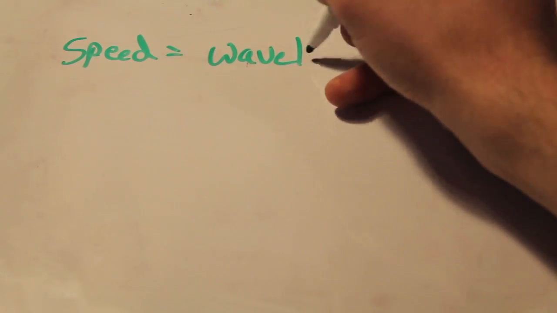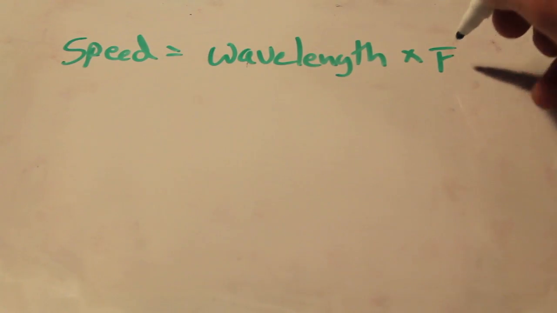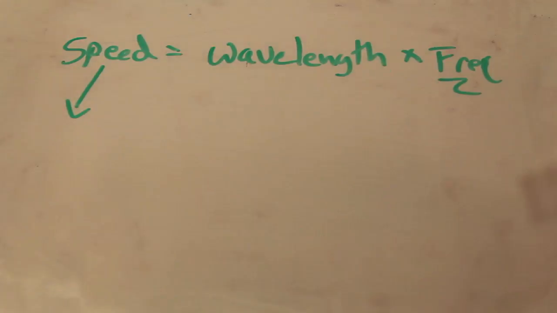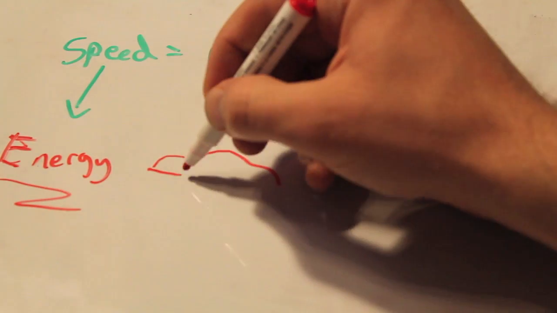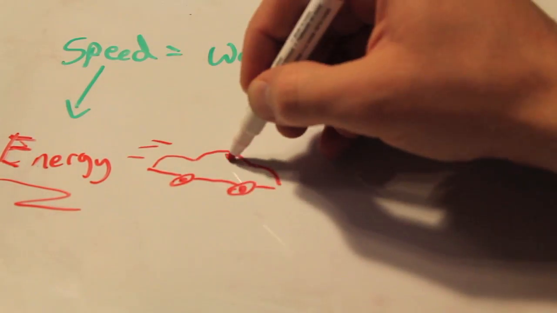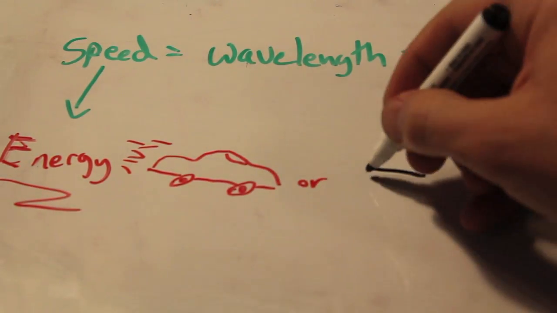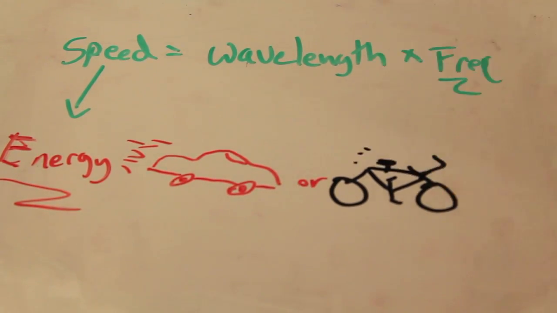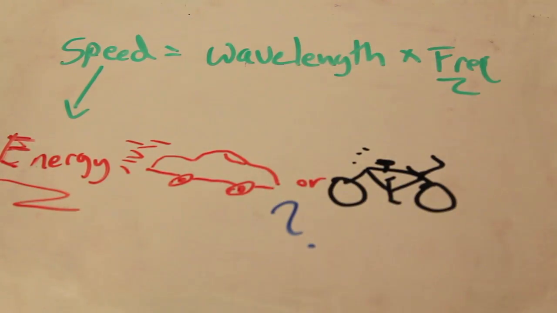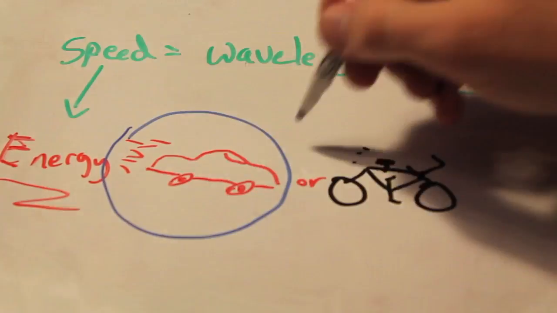Frequency and wavelength both relate to speed. Speed can also be thought of as energy. Think about it. Does a race car moving at high speeds have more or less energy than a bicycle moving at lower speeds? You're probably leaning towards the race car. And you're right. The same inference can be made for electromagnetic radiation.